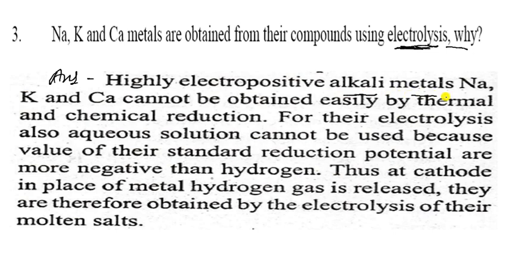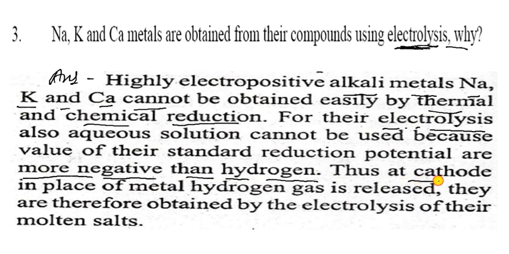The third question. Sodium, potassium and calcium metals are obtained from their compound using electrolysis method. So why is it doing this? So answer you have to write here. Highly electropositive metals like alkali metals, sodium, potassium and calcium cannot be obtained easily by the thermal and the chemical reduction.